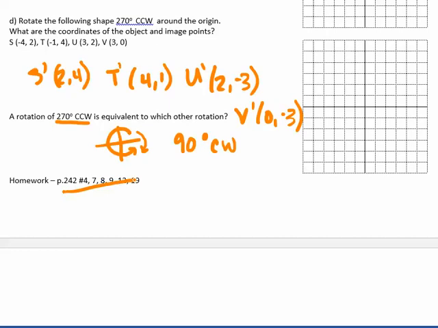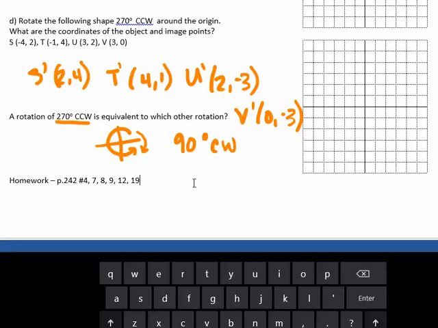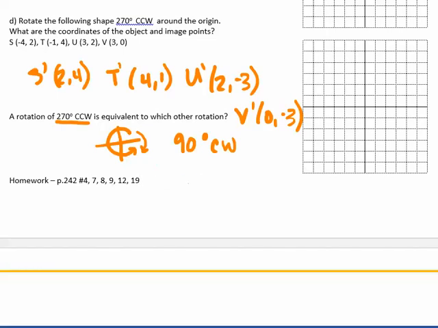So then we have these questions here that you could do for homework, and we'll do these in class, and then we'll go over some of these questions in class. So hopefully you understood this lesson.